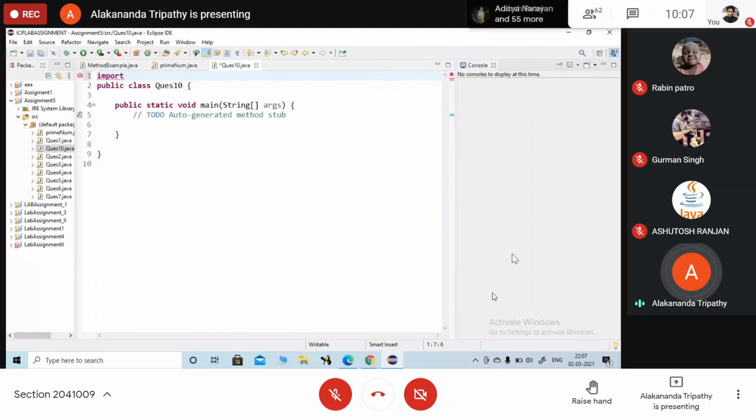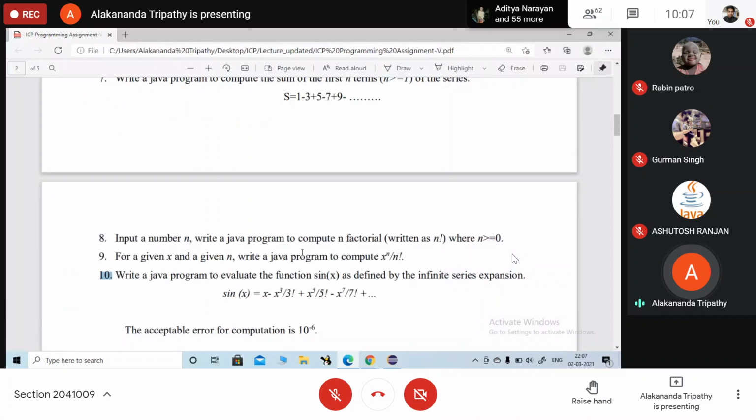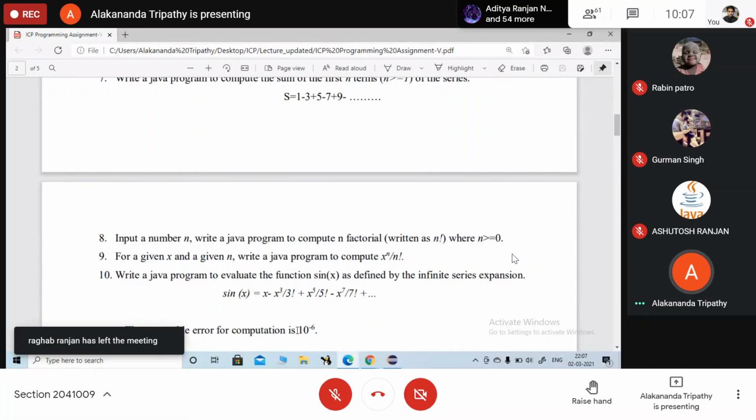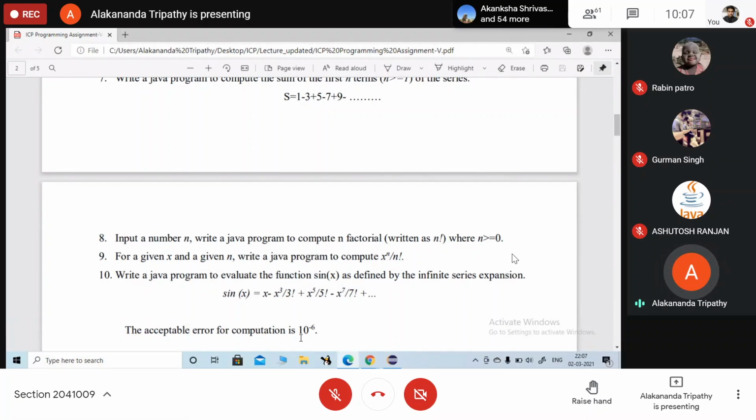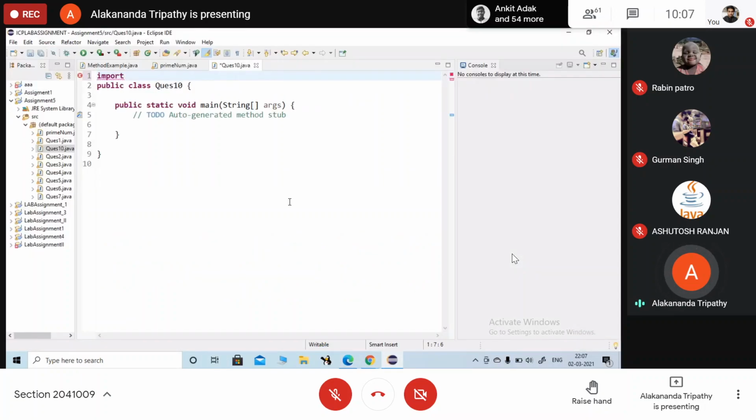Import. Now what is the question here? Here we need to evaluate the sine function as defined in the infinite series expansion. The error term we need to take as 10 to the power minus 6. We have already done this part in the class. ये क्लास में हुआ था ना? हाँ, तो उसको हम लोग अभी प्रोग्राम में represent करेंगे. Check how we are going to do it.